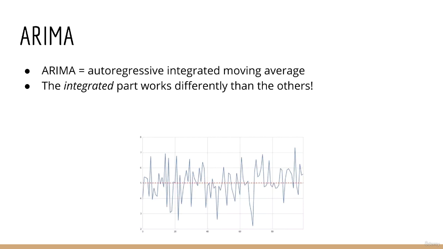Now that we know what ARMA is, let's talk about ARIMA. The I part in ARIMA stands for integrated. Therefore, the full name for this model is autoregressive integrated moving average. What is interesting about this model is that the integrated part has no parameters, so the way it looks is very different from the autoregressive and moving average parts. So how does the integrated part work?